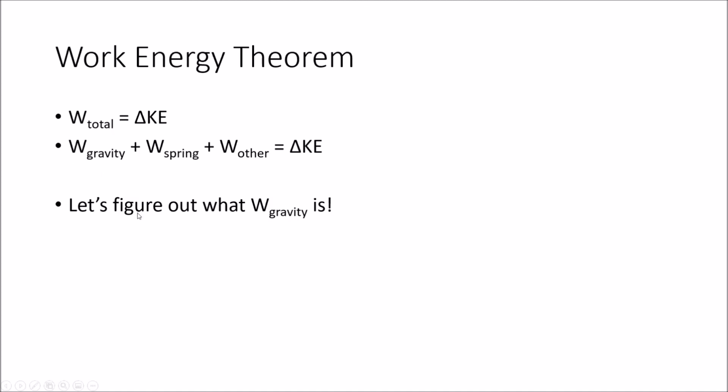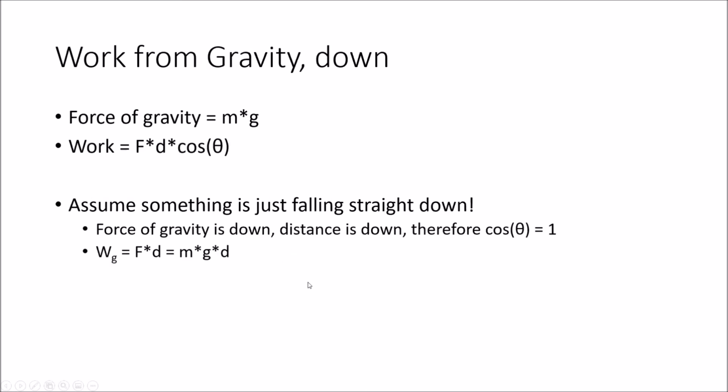And the first thing we're going to do that with is the work done by gravity. So let's figure out what the work done by gravity actually is. Well, it should be fairly clear that the work done by gravity is going to be from pulling things down. So let's assume that something is just falling straight down.